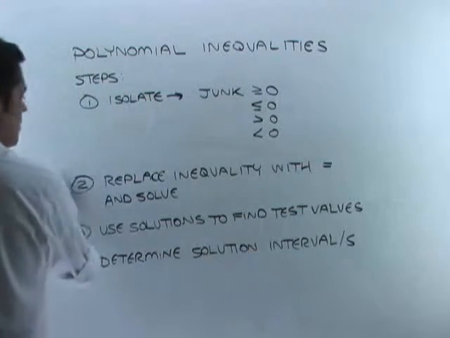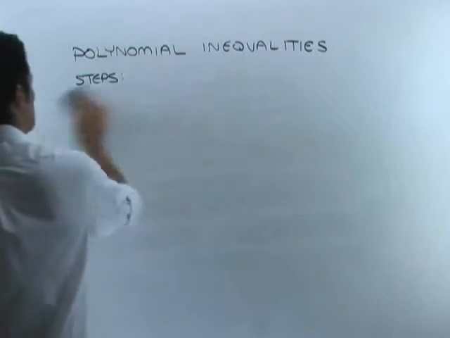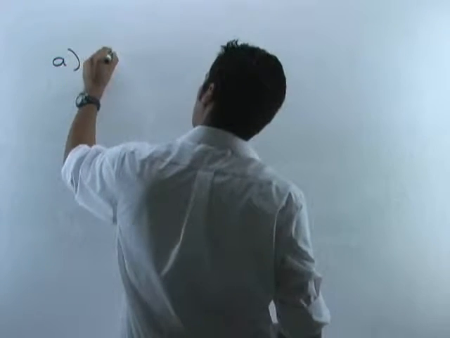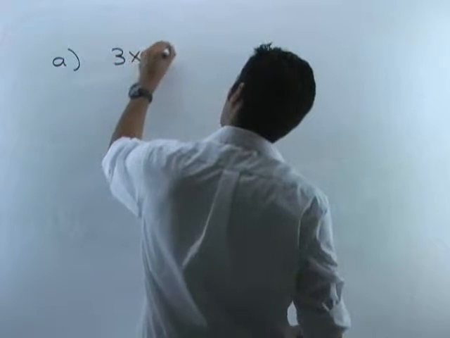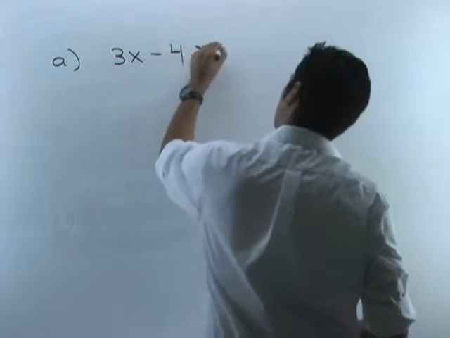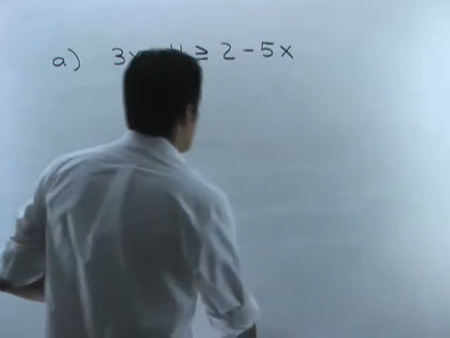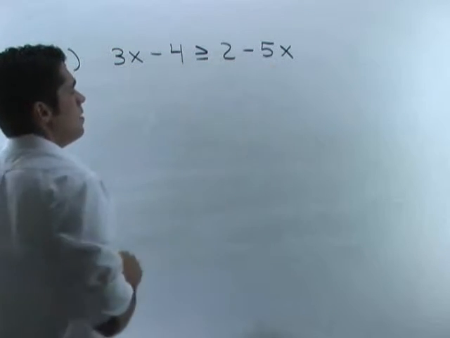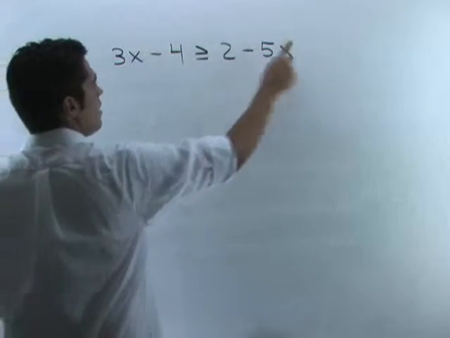Okay, let's take a look at an example. We're going to start off pretty basic. The first problem I'm going to give you, I'll say problem A. We're going to be asked to solve this linear or polynomial inequality: 3x minus 4 greater than or equal to 2 minus 5x. So what we want to do first is realize it's a polynomial. That means that we have x's and the powers of the x's are positive integers. So like we have a 1 here and a 1 here.